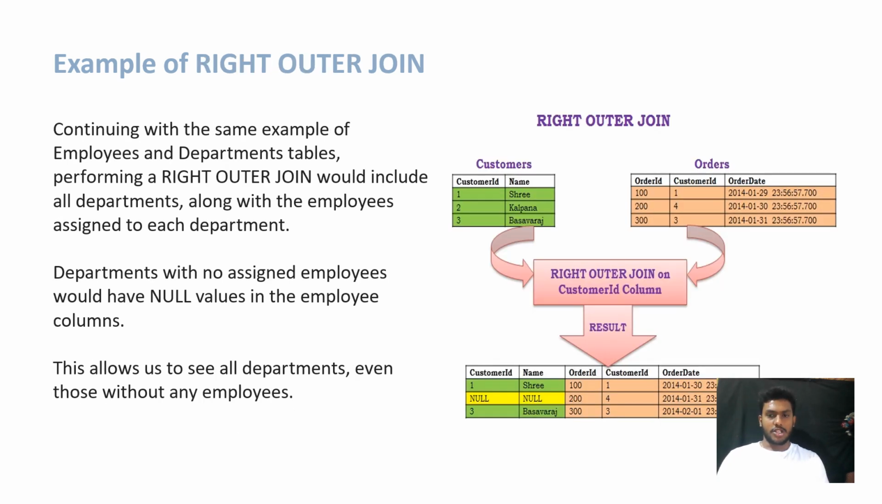Example of right outer join. Continuing with the same example of employees and departments tables, performing a right outer join would include all departments along with the employees assigned to each department. Departments with no assigned employees would have null values in the employees column. This allows us to see all departments, even those without any employees.